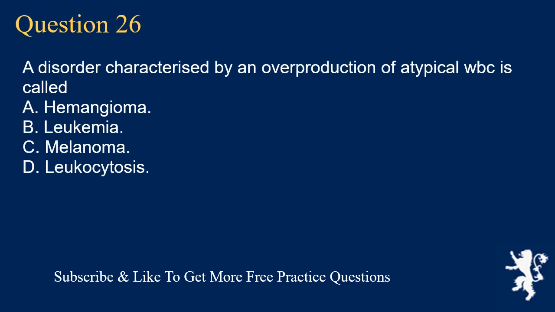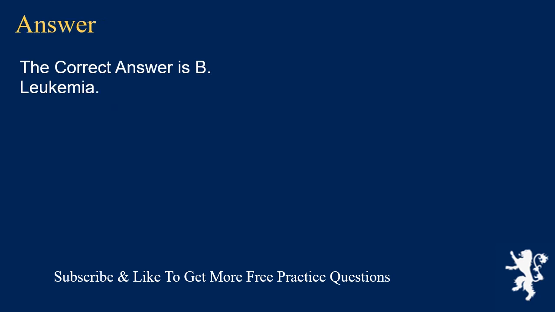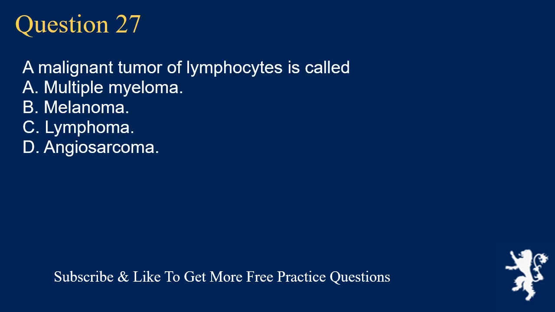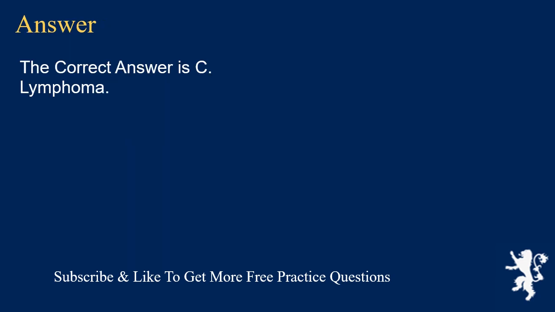Osteosarcoma. Question 26. A disorder characterized by an overproduction of atypical WBC is called A. hemangioma. B. leukemia. C. melanoma. D. leukocytosis. The correct answer is B. Leukemia. Question 27. A malignant tumor of lymphocytes is called A. multiple myeloma. B. melanoma. C. lymphoma. D. angiosarcoma. The correct answer is C.